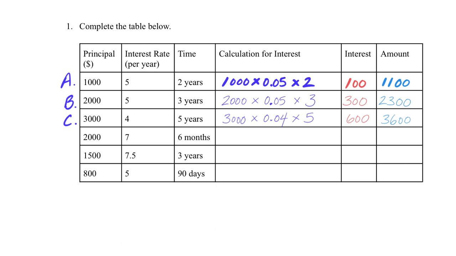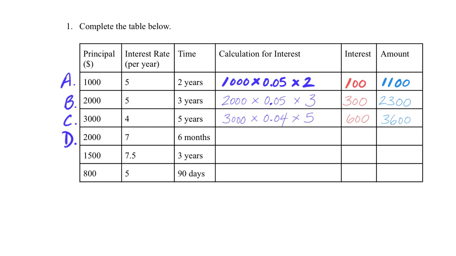Okay, what I want to work through now together is D. I want us to go ahead and tackle row D. So let's take a look. We have a principal of 2,000, an interest rate of 7%, and the time frame is 6 months. Okay, I'm going to do this nice and thick with my pen.